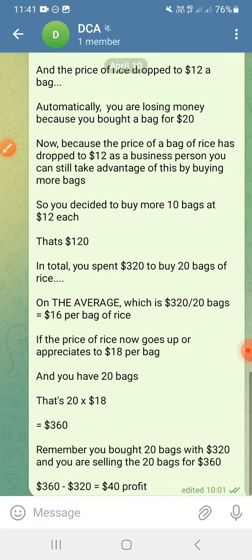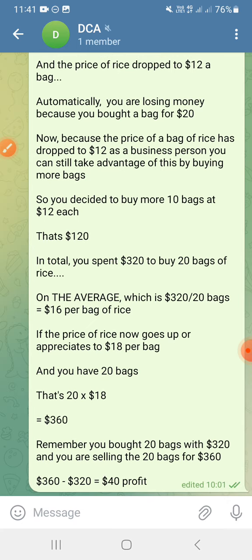Now, this is where the dollar cost average comes into play. On the average, you have 20 bags of rice. You spent $320 to buy these 20 bags of rice. So now how do you calculate your average, your dollar cost average?